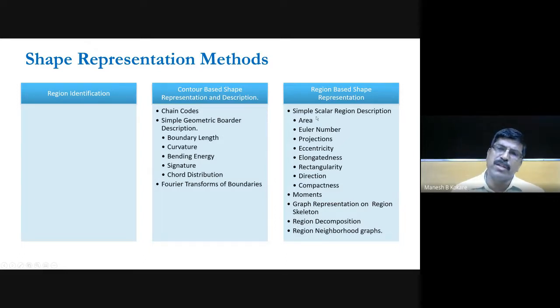In today's lecture, we will try to cover the maximum of this simple scalar representation: how to calculate the area from the region, how to find the Euler number of the given shape, and so on, or projection, or eccentricity. So we'll go with the first one, that is the area.